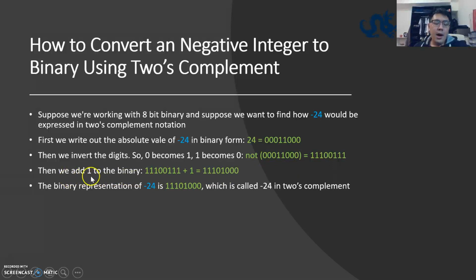And then we add 1 to the binary, then it's going to be 1110 1000. So the representation of negative 24 is 1110 1000. And it's called negative 24 in 2's complement.